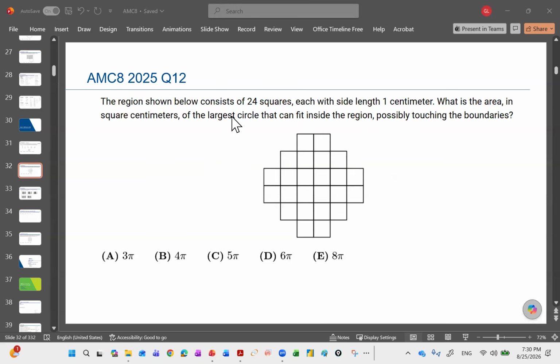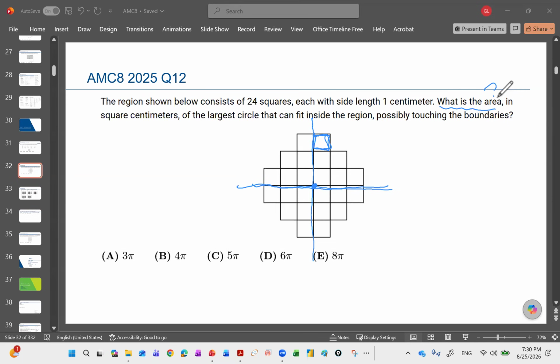So the region is made of 24 squares. They are symmetric: if you cut this part, it looks symmetric, and if you flip it upside down, it is the same. You can quickly observe that this is the center. Each side is 1 centimeter, so each square is 1 by 1. What's the area? So this is the question: what's the area in square centimeters?